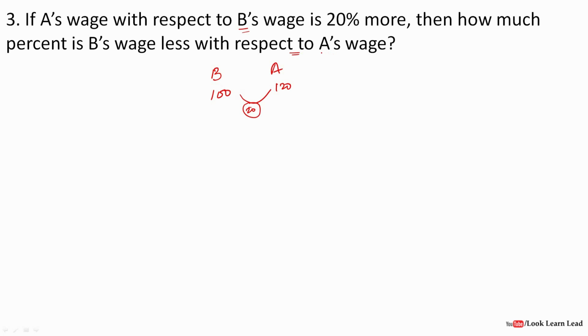Here, with respect to is with A. So the denominator will be 120, and in the numerator we have to calculate the difference, by how much it is less. So it is 20 by 120 into 100. When we calculate it, you will get 50 by 3. 50 by 3 you can remember: it is 16 2 by 3%, and similarly 100 by 3 would be 33 1 by 3. Like this you can remember the percentage values also. So 50 by 3 would be 16 2 by 3. This is the answer.